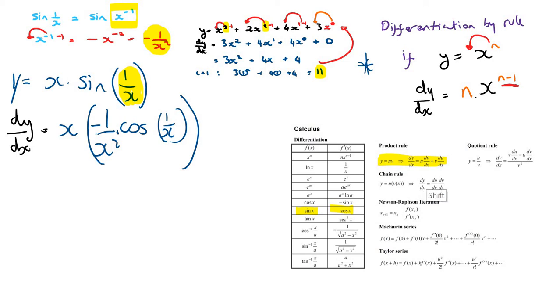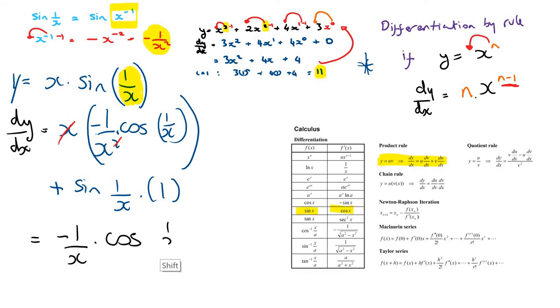Well, the product rule also states we need to add on, I'm just going to do that here, plus the second term, which is sine of 1 over x, times the derivative of the first term, which is the derivative of x, which is just 1. So if I tidy all of that up, dy/dx is going to be x times minus 1 over x squared. Well, here, that x cancels with that x squared to leave it as minus 1 over x times cos 1 over x plus sine 1 over x. And that is the derivative of that function.